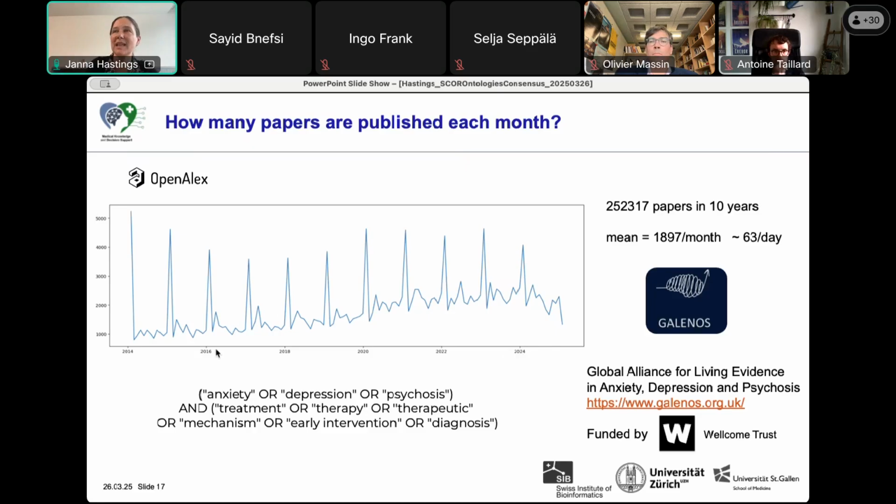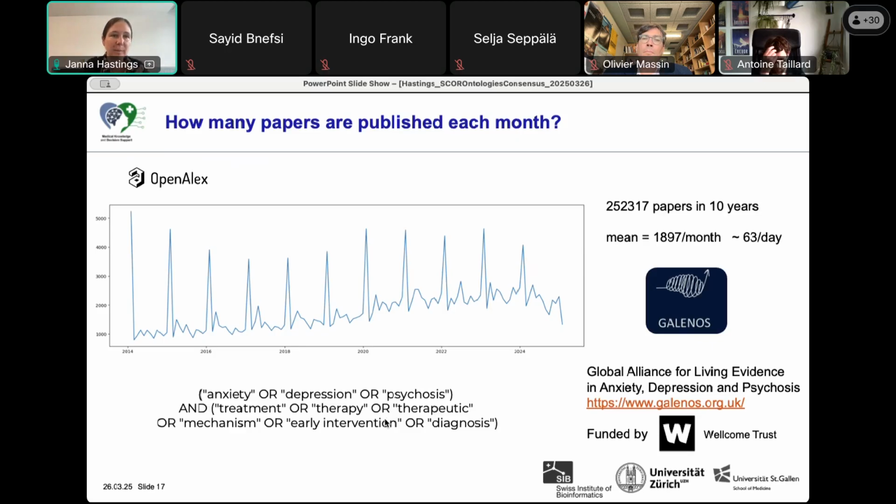So here what you see is a data set of literature extracted from a database called OpenAlex, which is like a database of publications. It's a bit bigger than PubMed. It's not focused only on medicine, and it's open access, so you can query it and extract all the information from it. And so here you see the publication years, for 10 years, 2014 up to 2024. And there's a spike in January of each year. That's just an artifact. It comes from publications which are included in the database, but for which the month is not known. And the query here is anxiety or depression or psychosis.